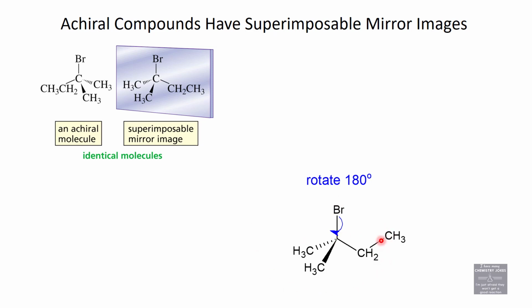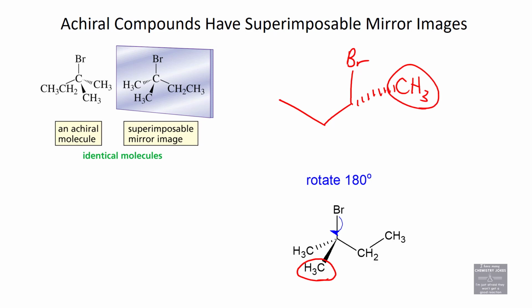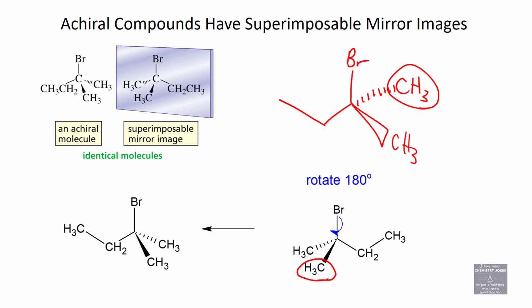180 degrees means that ethyl would swing around to be in the plane on the other side. Bromine's going to stay steady. That ethyl swings around 180 that direction. This methyl is now pointed in the back over there. We'll circle it so that you can tell the difference. And the other methyl is now pointed toward you. Can this compound that I've drawn be aligned on top of that compound?